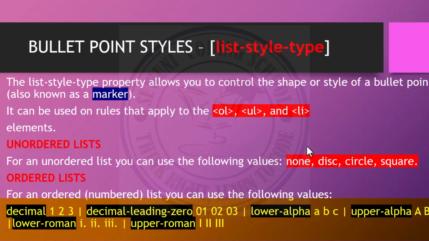And then we can use lower-alpha, which is lowercase letters of the alphabet: a, b, c. We have upper-alpha, which is block letters, or uppercase letters: capital A, capital B, and capital C. We can also use lower-roman numerals, which is i for 1, ii for 2, iii for 3. And we can use upper-roman numerals, which is capital I for 1, capital II for 2, and capital III for 3.